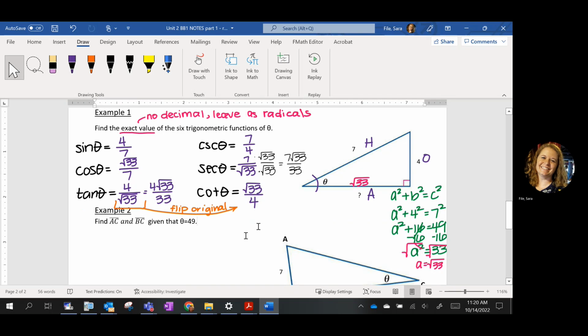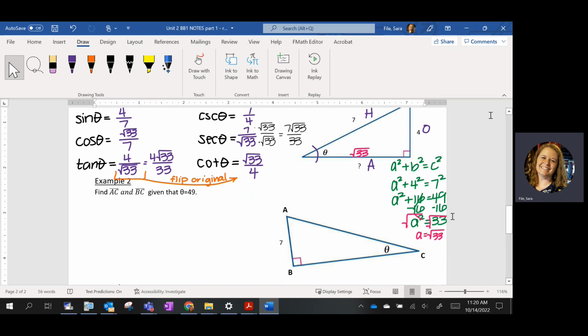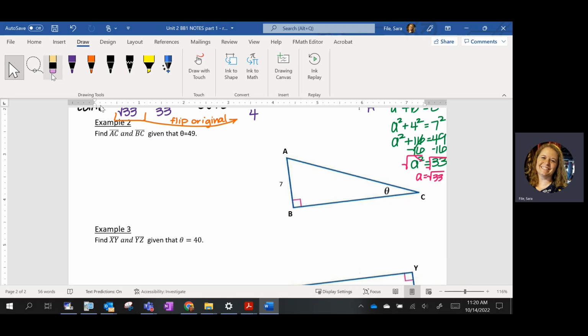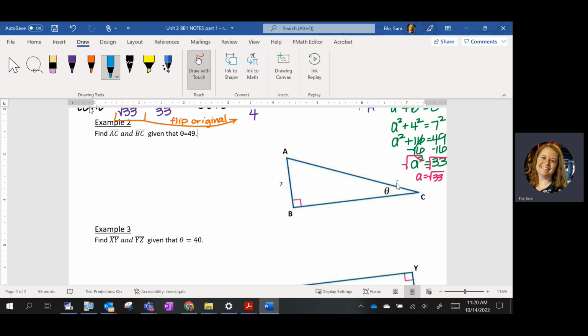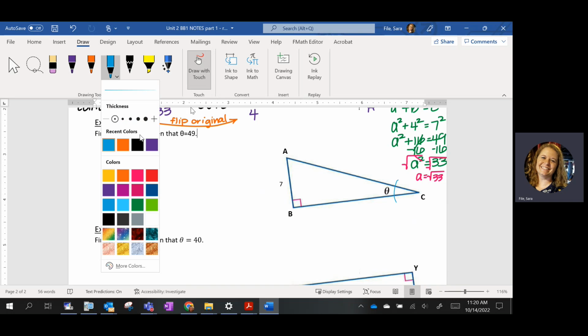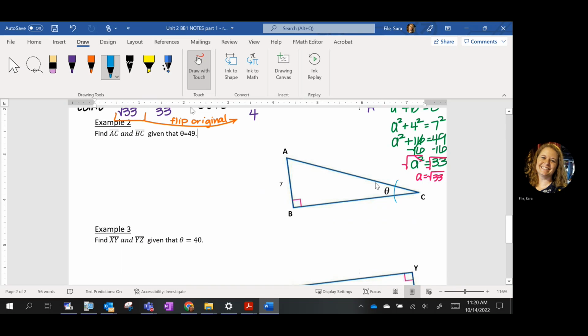Okay. All right, next example, we are actually now going to do some solving. We aren't just asked for the trig values, we're asked to find missing parts of the triangle. Okay, so we want to start by labeling our triangle with O, A, and H. So from theta, the opposite side is the 7. The adjacent side is side BC, and the hypotenuse is side AC.